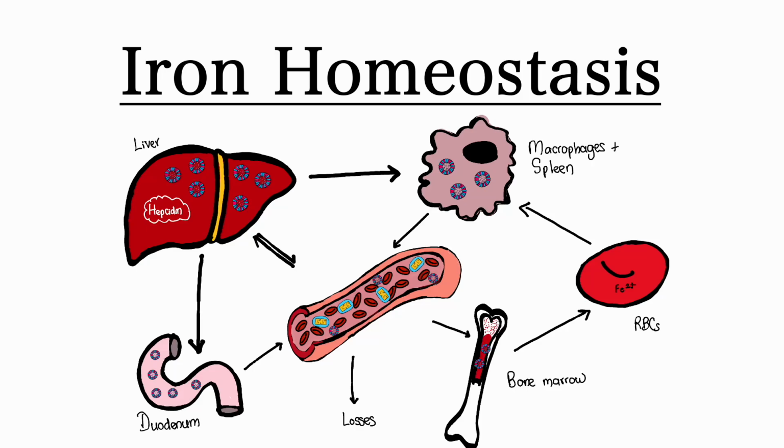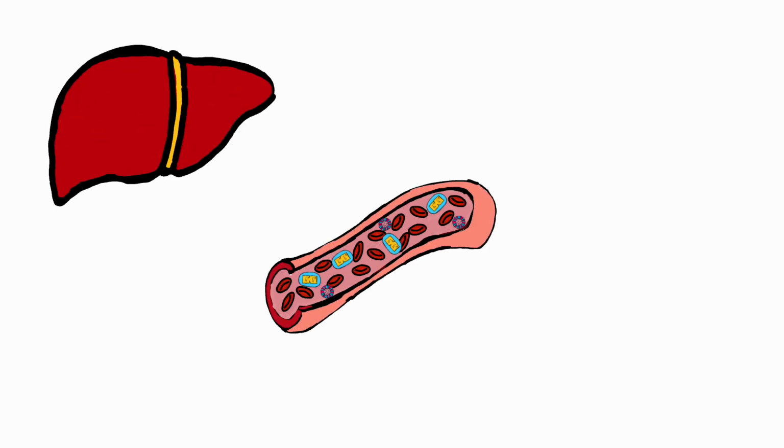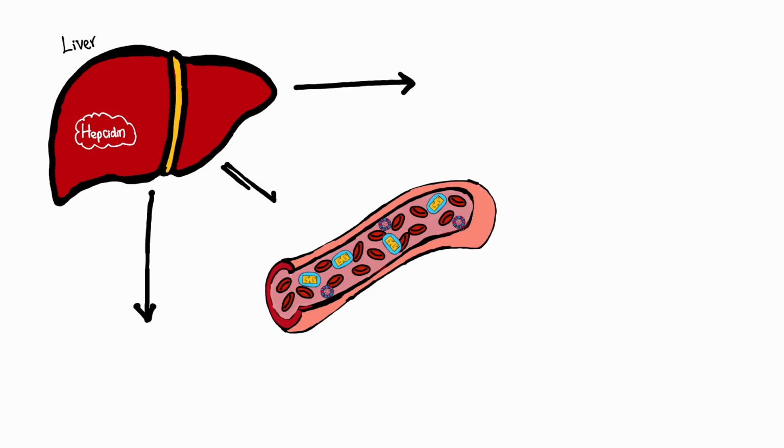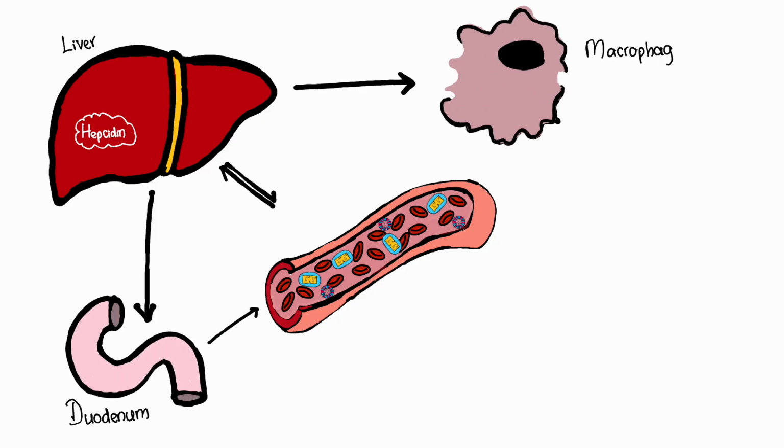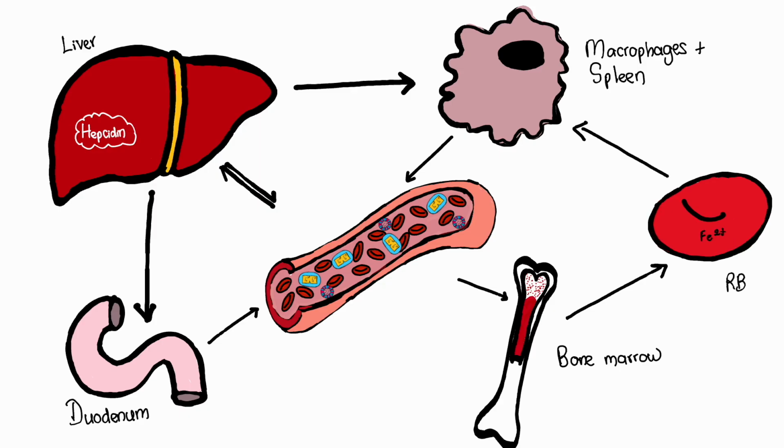Hi everyone! Today's video is about iron homeostasis. Iron homeostasis is the tightly regulated process by which the human body maintains adequate levels of iron. This process helps to meet physiological needs while preventing toxicity from excess accumulation.